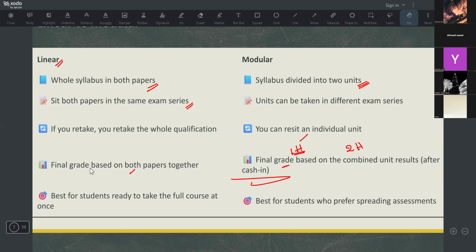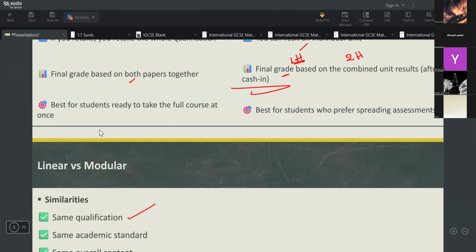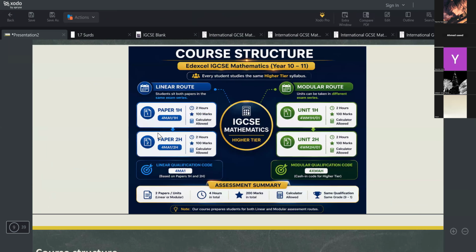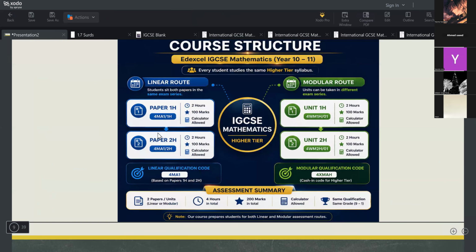Okay. Best for students ready to take the full course at once, and best for students who prefer spring assessment. And I prefer this option. Why? You will know now. Okay, this is a course structure diagram.